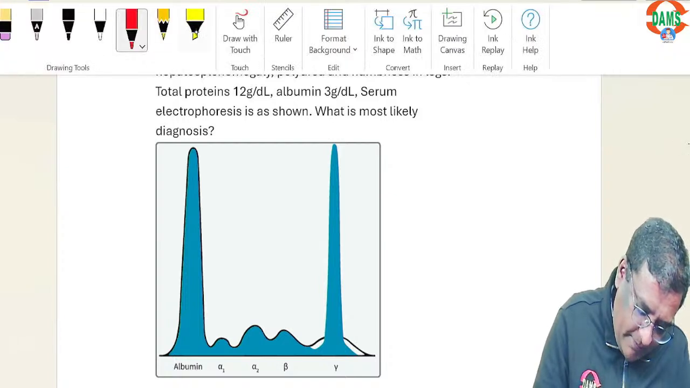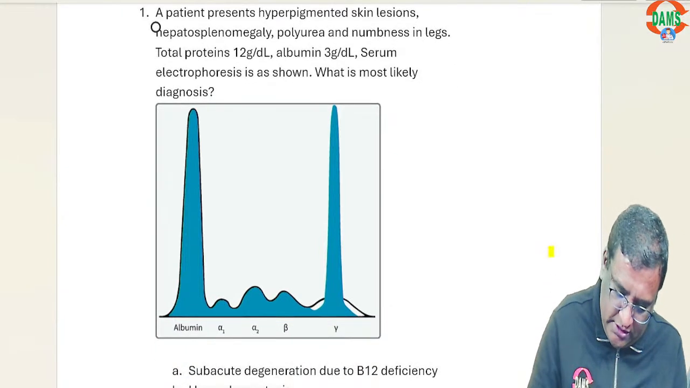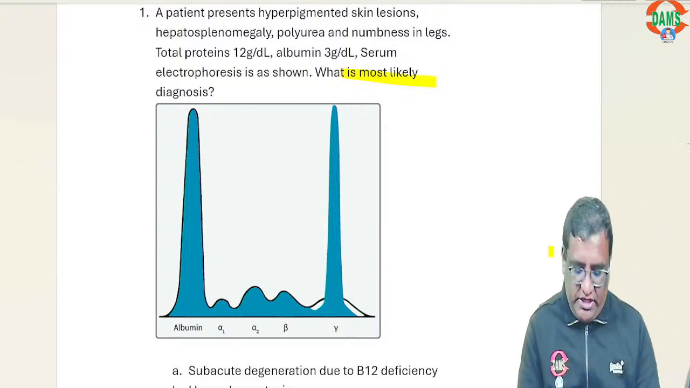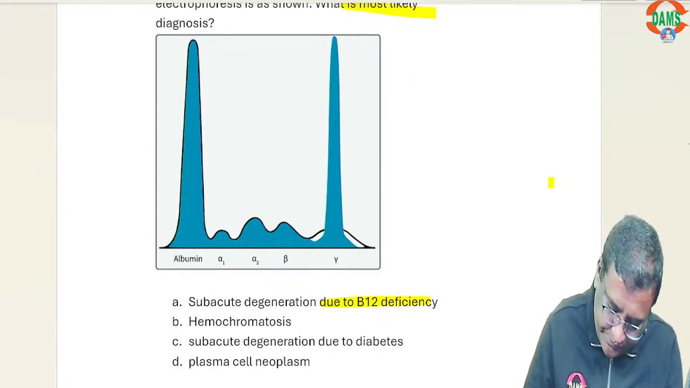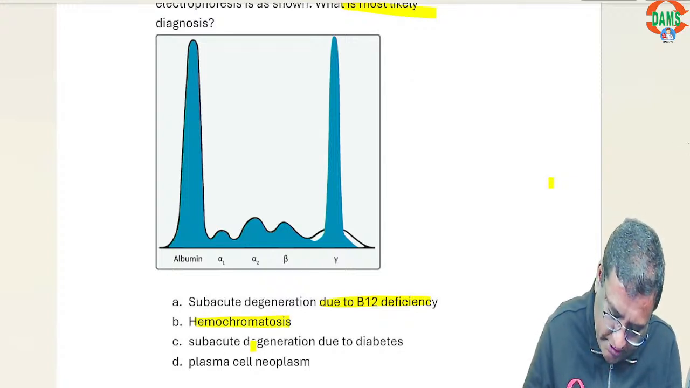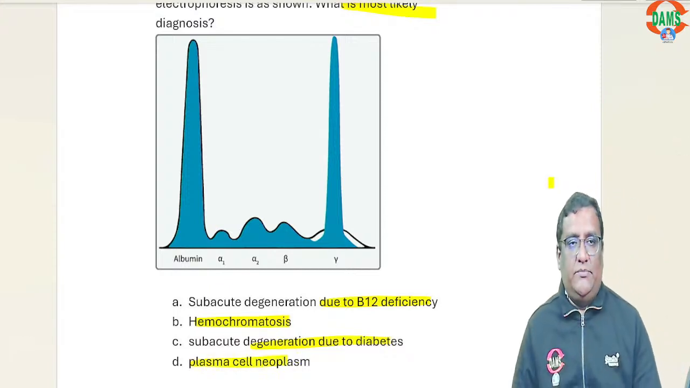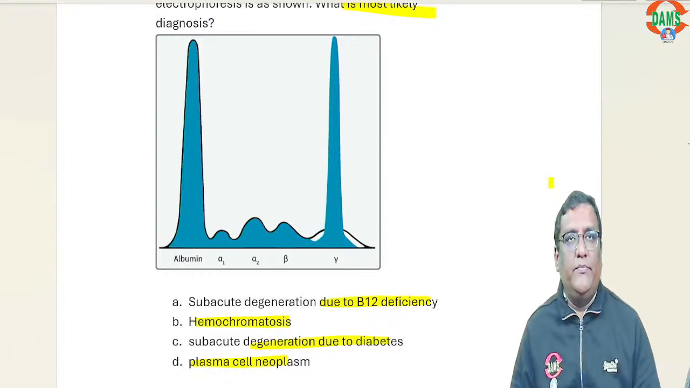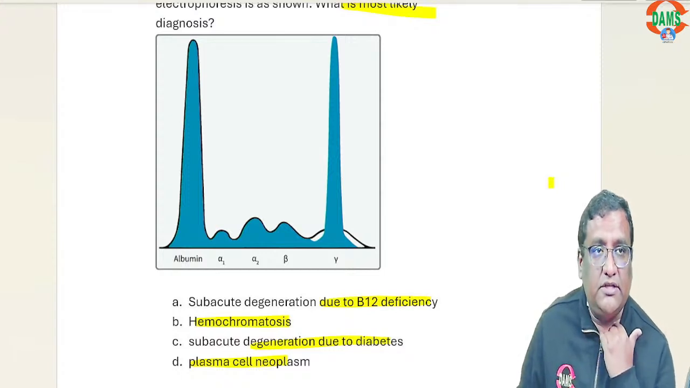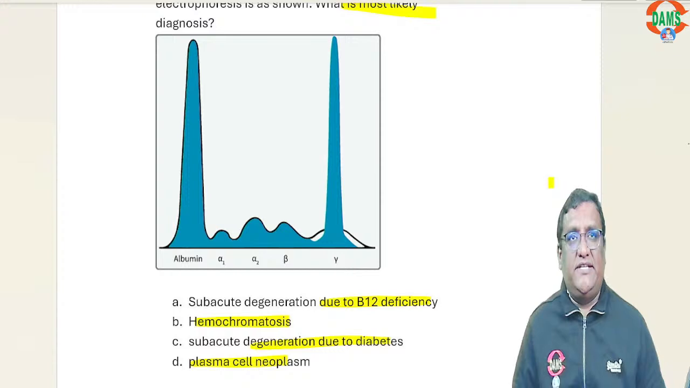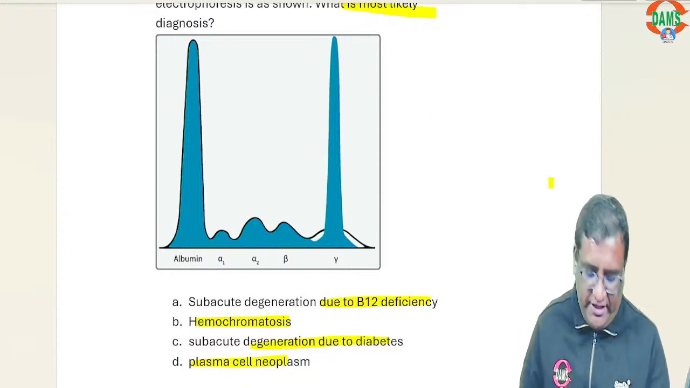My approach always starts with the last line. So what is the most likely diagnosis? That is the question asked. The options are: subacute degeneration due to B12 deficiency, hemochromatosis, subacute degeneration due to diabetes, and plasma cell neoplasm. These are the four options given. So basically, the examiner is expecting a likely diagnosis. Let me start with the question.